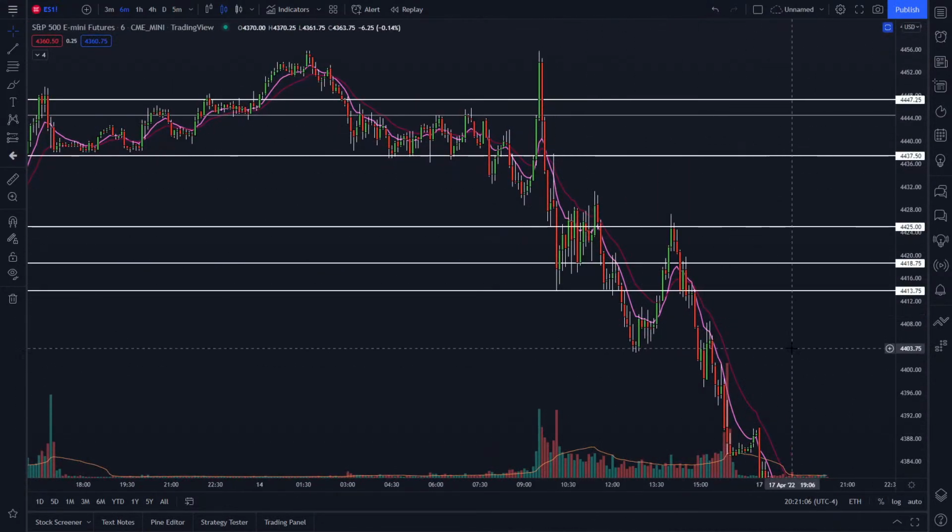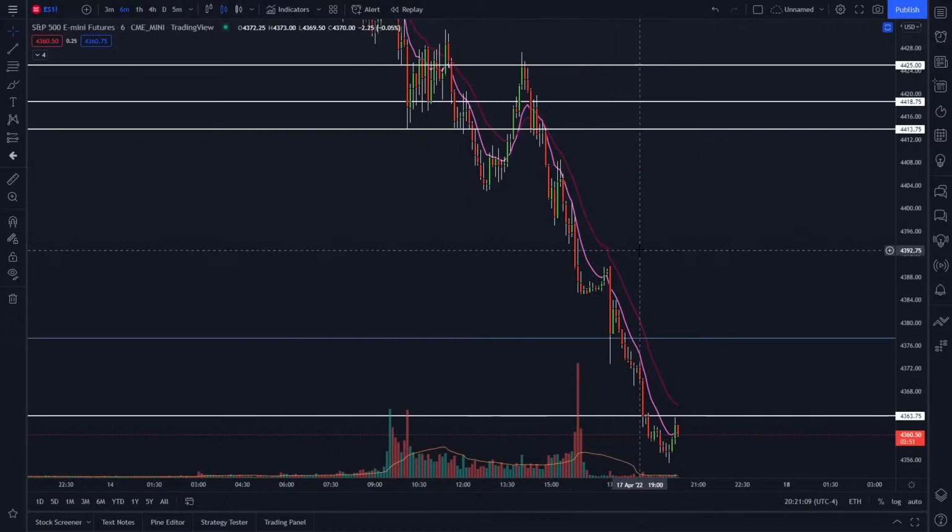And this is also known as a knife. And then we start knifing all the way down. Knife, knife, knife, knife.